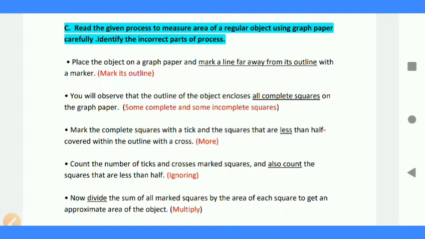Now multiply the sum of all marked squares by the area of each square to get an approximate area of the object. So all the underlined statements are incorrect. We have to replace these statements with the correct statements that are written in red color. So this is the answer of question number C.